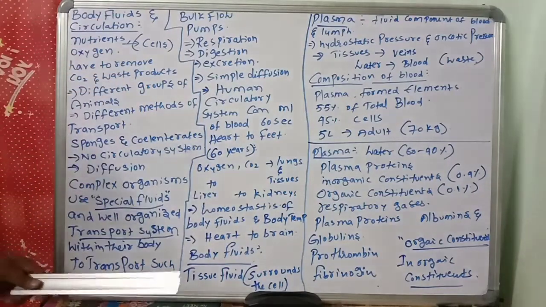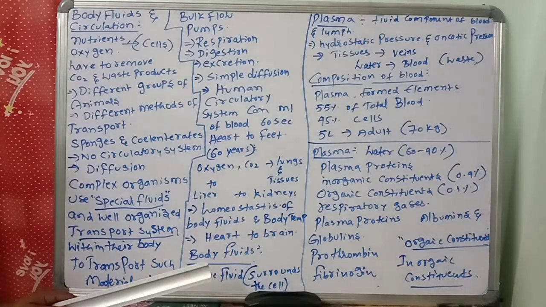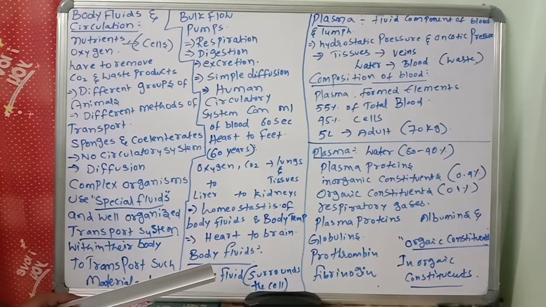What are the body fluids in our body? There is tissue fluid. The body fluids consist of water and substances dissolved in it. Mainly water is there in our body fluids. There are two types of body fluids: intracellular fluid, inside the cells, and extracellular fluid, present outside the cells. Intracellular fluids and extracellular fluids are there.